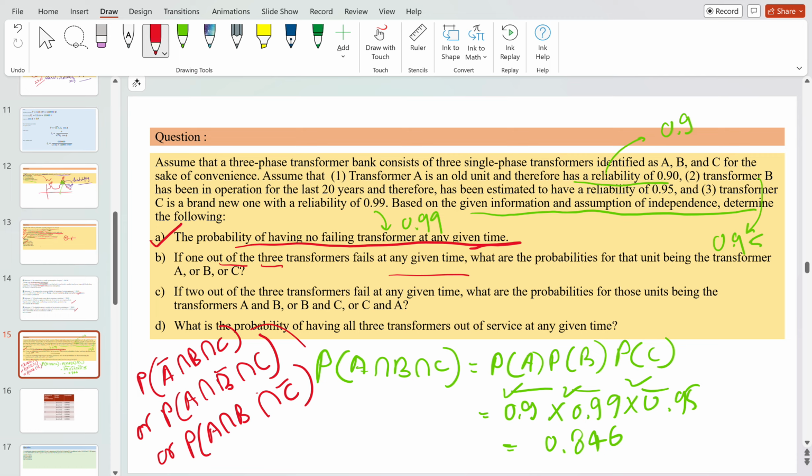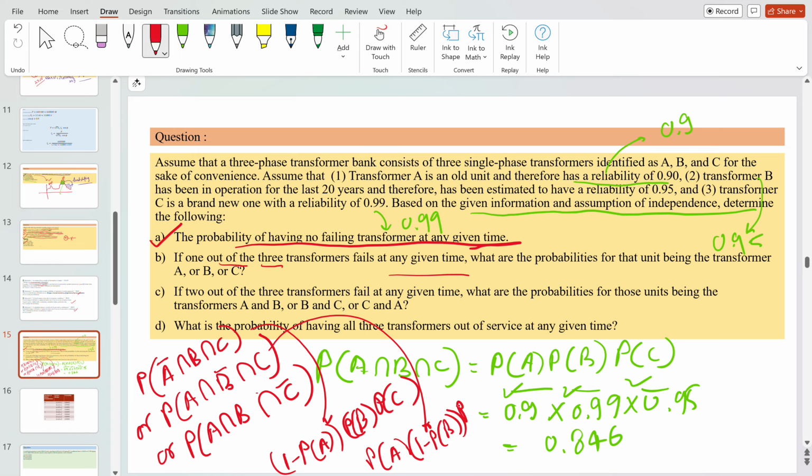In this first part you just have to take the bar of PA, because it's not operational, so you will take 1 minus PA multiplied by PB, multiplied by PC. Similarly, in the second part, probability of A multiplied by 1 minus probability of B multiplied by probability of C. Similarly you have to solve for the third also. Try to solve the third part of this.